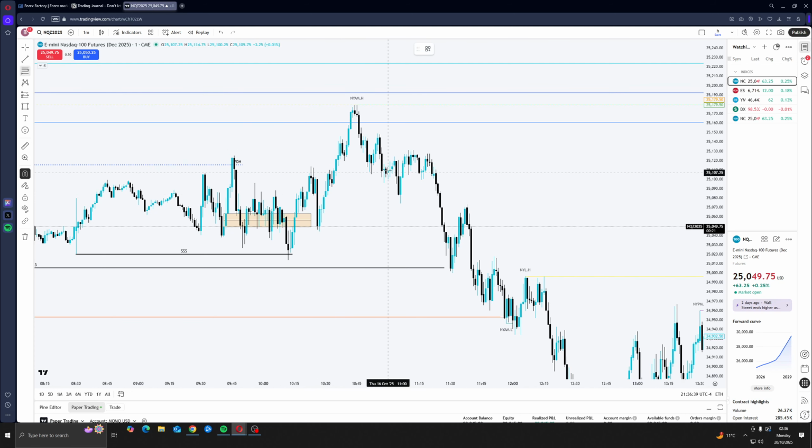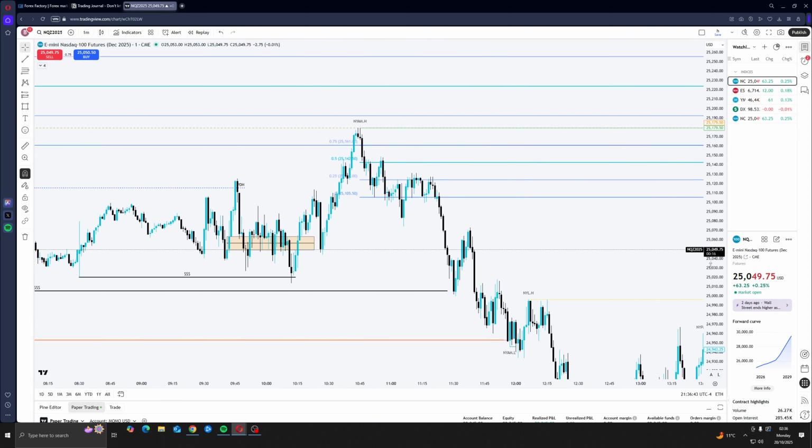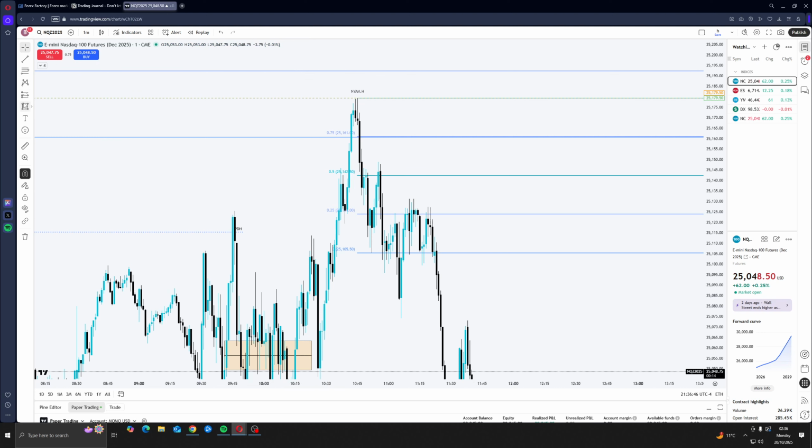We need to wait for discount. So from this low to this high, as you can see, discount. What's the PD array in there? We have this inverse fair value gap right there on the top. Boom, we don't close below it.